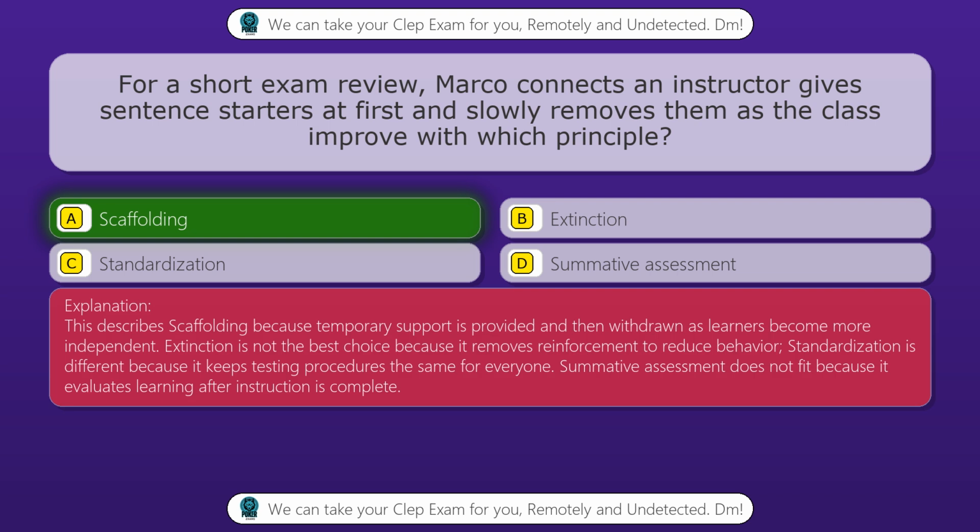This describes scaffolding because temporary support is provided and then withdrawn as learners become more independent. Extinction is not the best choice because it removes reinforcement to reduce behavior. Standardization is different because it keeps testing procedures the same for everyone. Summative assessment does not fit because it evaluates learning after instruction is complete.